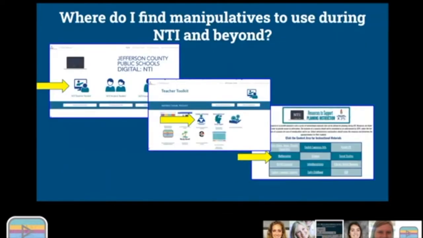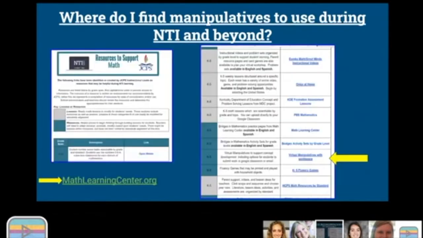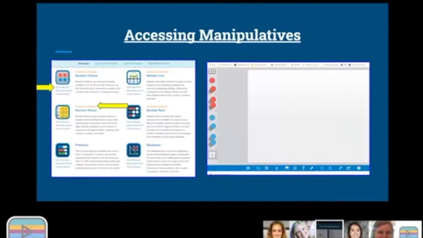First, you go to the JCPS NTI page, and you'll hit Teacher Toolkit, then Teaching and Learning, and then Mathematics. From there, you'll scroll down to Virtual Manipulatives with Workspace. These are manipulatives from the Math Learning Center, and they're available at all times, not just NTI. So you can also access them through the screen on the left, mathlearningcenter.org. These tools are amazing, and the first 4 have sharing options, and I'll let these ladies talk about the ease of that with students.